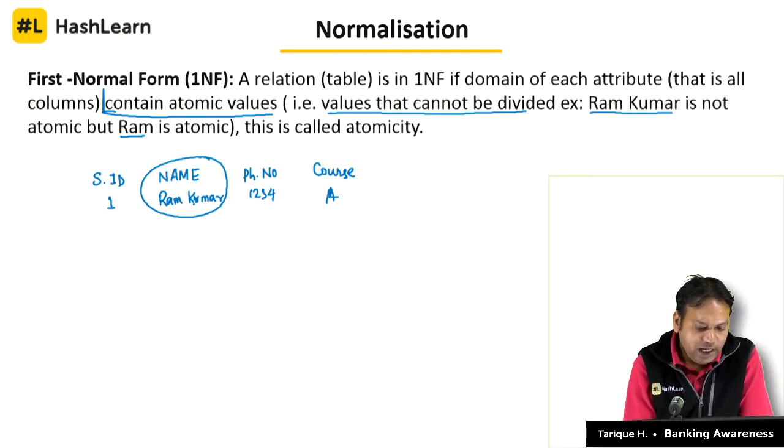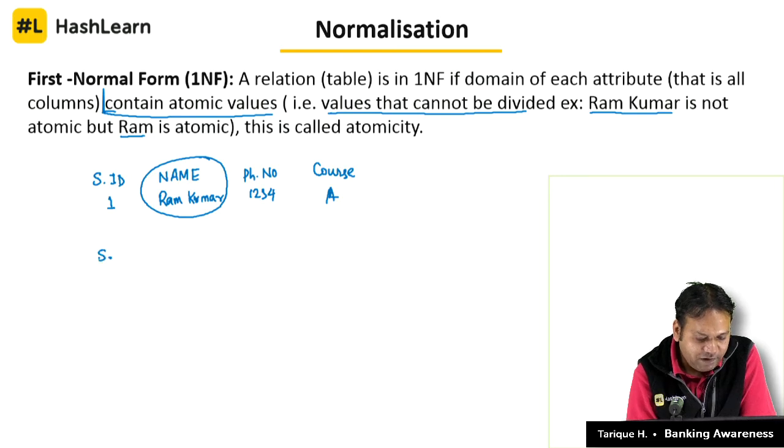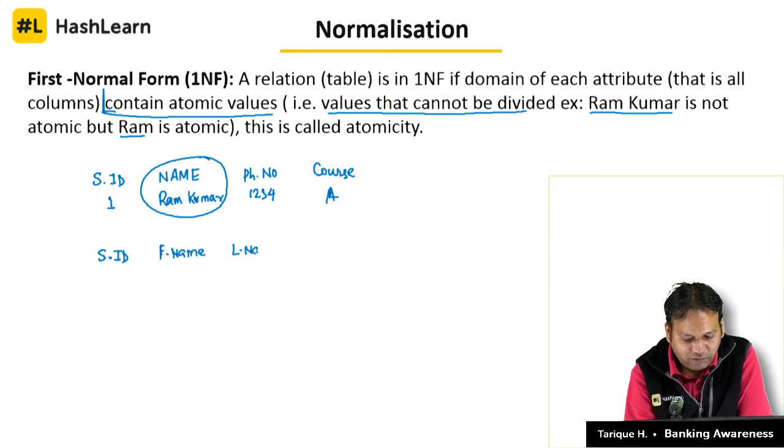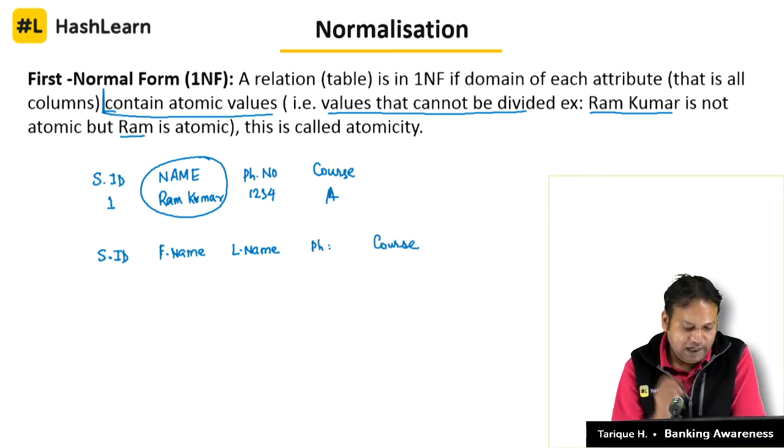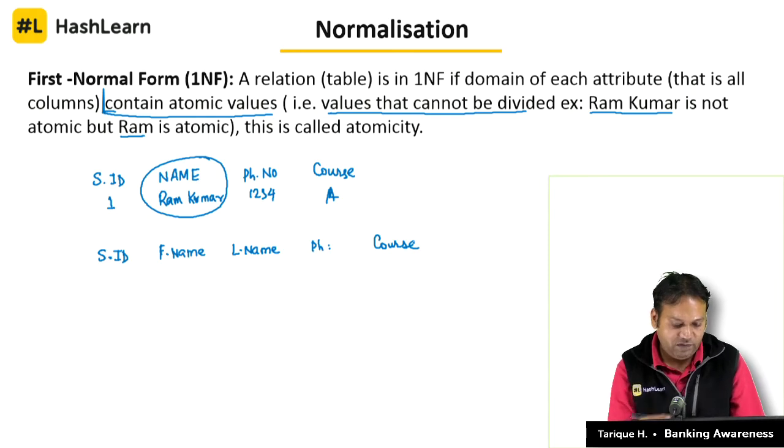So what you do is you improve this table. You say let there be 5 columns instead of 4. So you will say let there be student ID, let's call something as first name, and last name. So let's segregate them. Okay, first name, last name, phone number, and course. So now we have made 5 attributes.